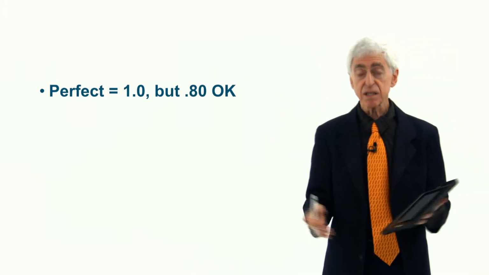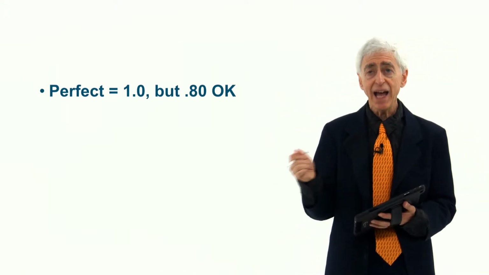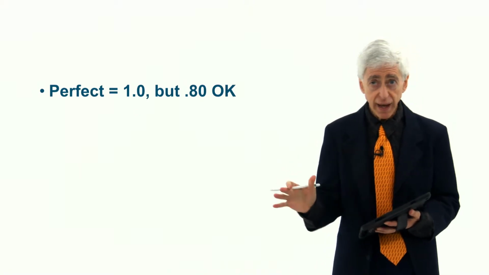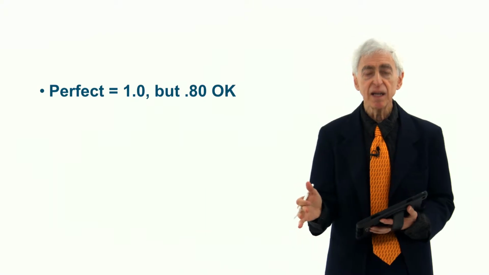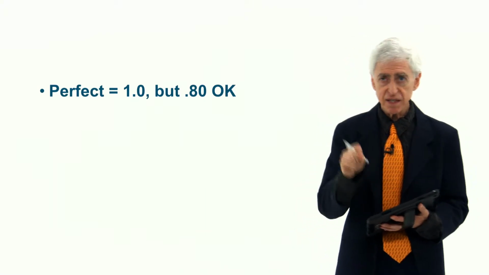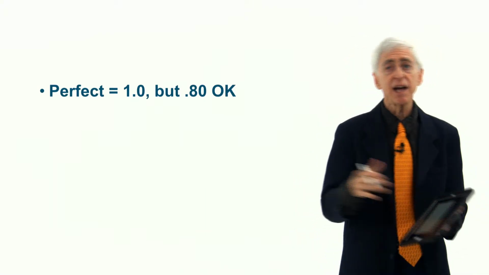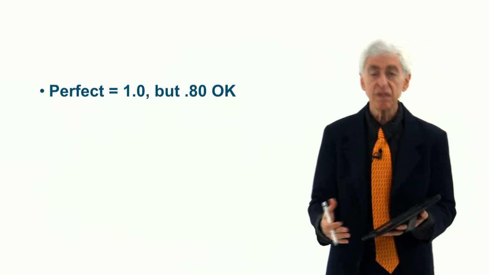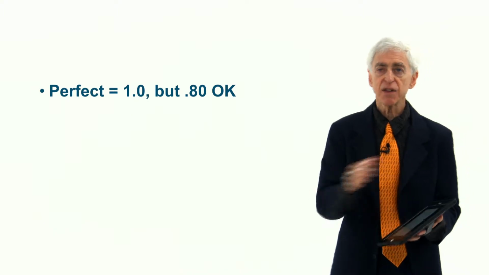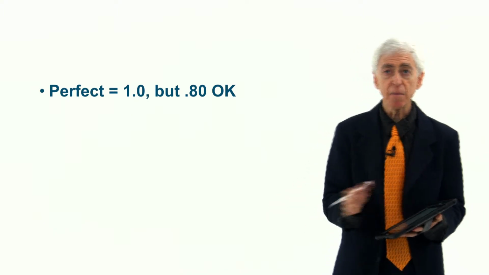In statistics, anything above 0.8 is considered okay. This is good enough reliability. Usually if we can statistically prove that version A and version B have 0.8 correlation, then we say the two versions do have reliability.